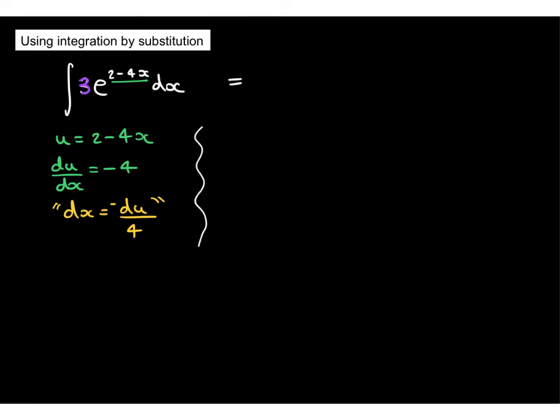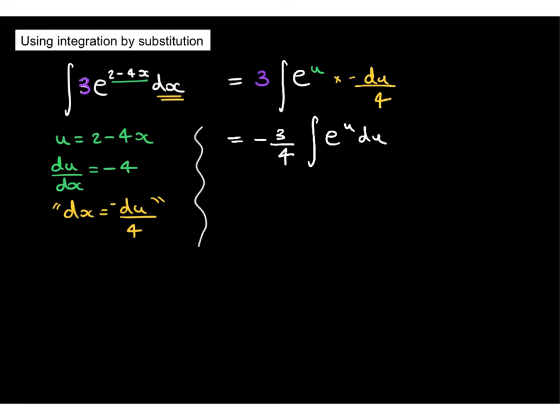So the 3 I'm going to pull outside of the integral for simplicity. Then I have e to the power of u, and of course I'm going to replace dx by this. And I can pull out that constant of negative 1/4 out of the integral as well. So I then have a very, very simple integral to perform. So the answer in terms of u is negative 3/4 e to the u plus a constant. But of course we're going to replace u with 2 minus 4x. So our answer is negative 3/4 e to the 2 minus 4x plus a constant of integration.